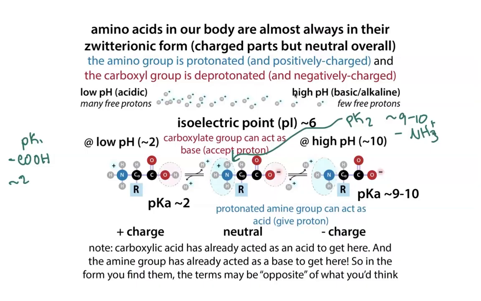If you're at a low enough pH, both of those groups are going to be protonated. Both of them are going to be in their conjugate acid form. But then as you go up, first you're going to go past that first pKa, the pKa for your carboxylic acid group. That's going to deprotonate first, because remember that things deprotonate in the order of increasing pKa.